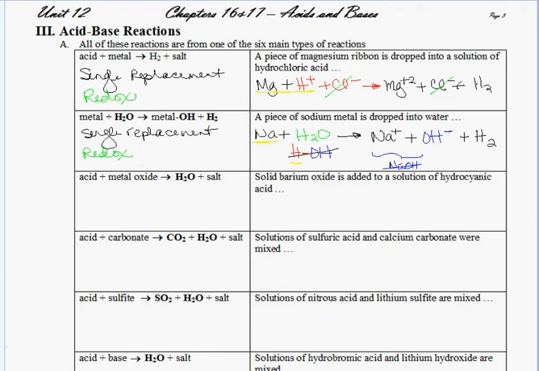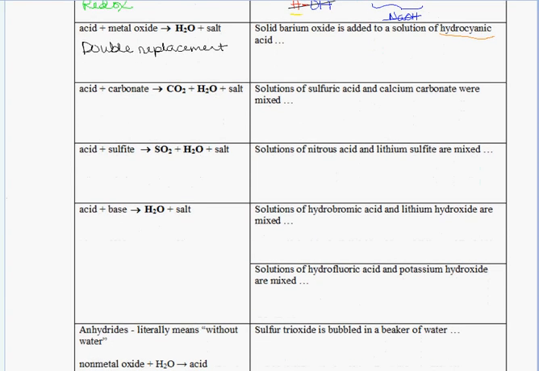Our next reaction involves an acid with a metal oxide. This is going to be double replacement. Now, because this particular video is solely about acids and bases that are considered strong, notice what I am about to avoid. As we look at hydrocyanic acid, we notice that that is definitely not a strong acid. So because of that, we're going to go ahead and leave that behind. Let's look at our next one.